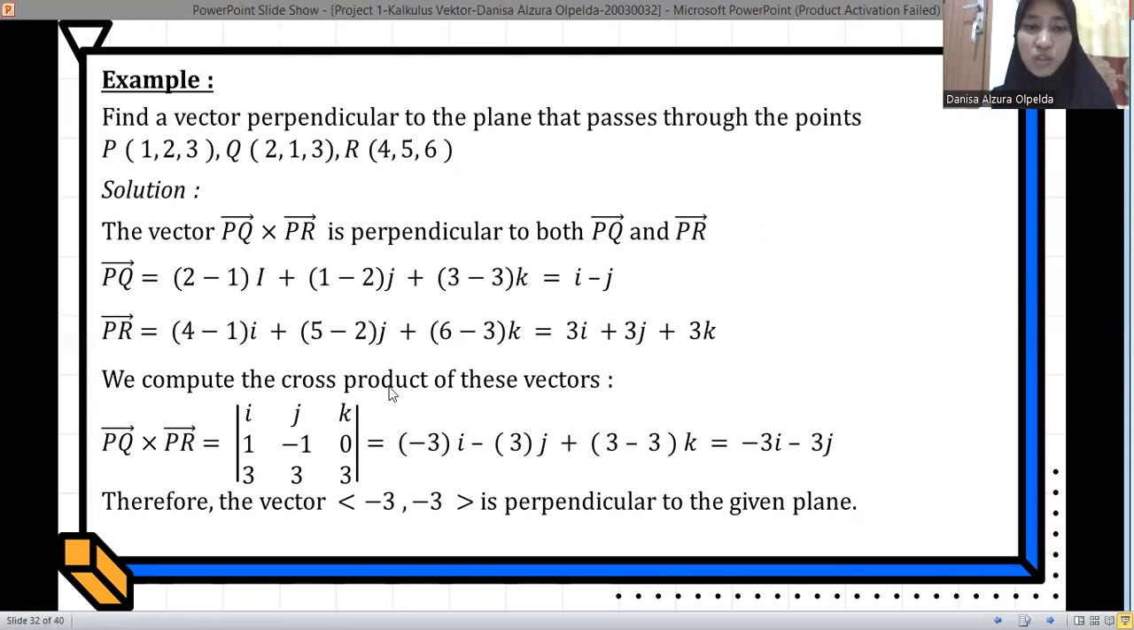We compute the cross product of these vectors, PQ cross PR. So we get the result, minus 3i minus 3k. Therefore, the vector (minus 3, 0, minus 3) is perpendicular to the given plane.